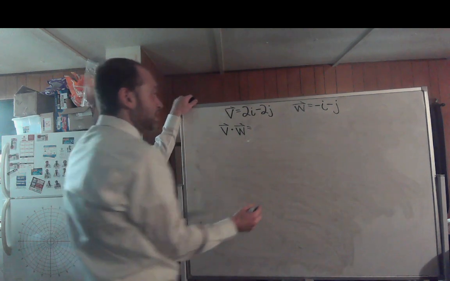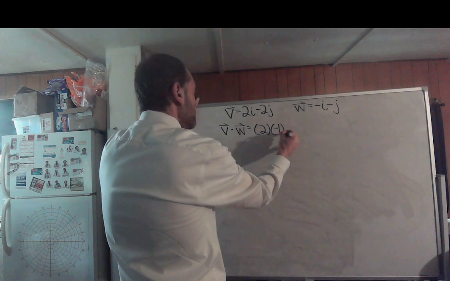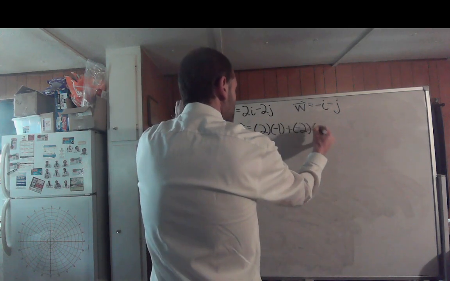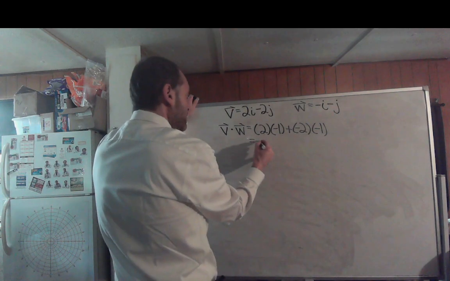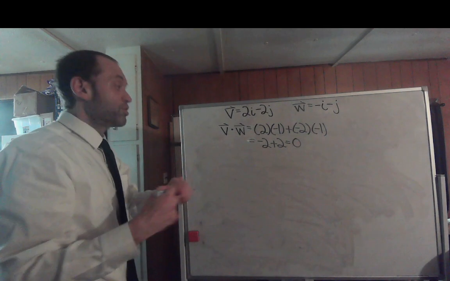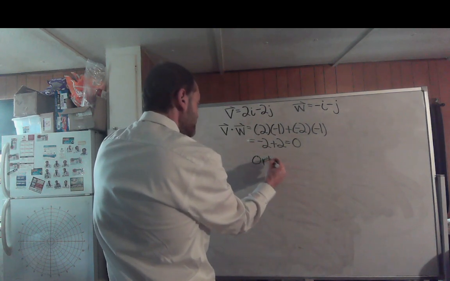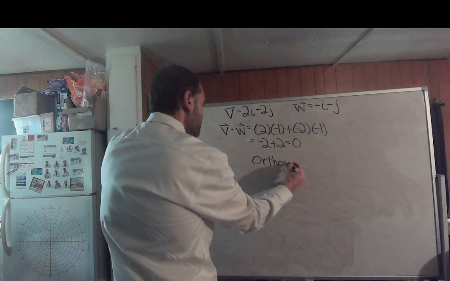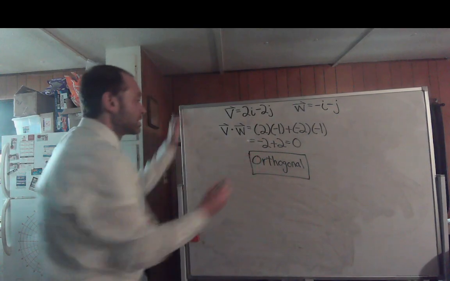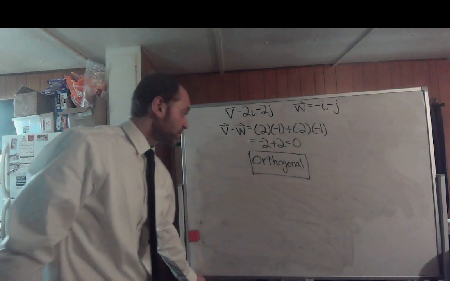That's going to end up equaling 2 times -1 plus -2 times -1. Well, what do you know? You're going to end up getting -2 plus 2, which is 0. The dot product does equal 0, so yes, we can stop there. These two vectors are considered orthogonal. So these two vectors are orthogonal to each other.